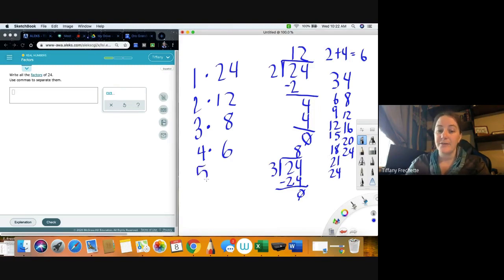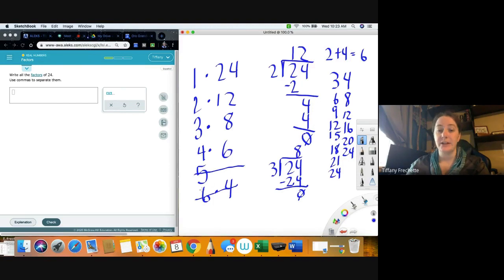All right, now I'm at 5. If I look at this, it doesn't end in a 0 or 5. I know right away that it does not divide by 5, so I'm not going to use it. And then now I'm at 6. Well, I've already written a 6 here. I know 4 times 6 gets me 24. 6 times 4 will also get me 24. But remember, when we do this flip-floppy thing, that means stop. You don't need to write it twice.